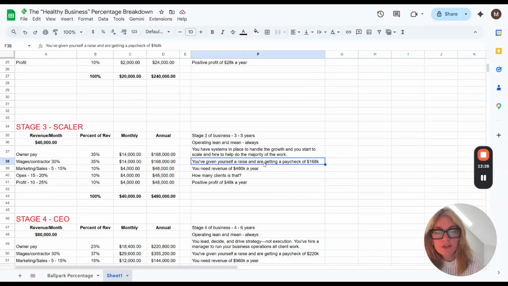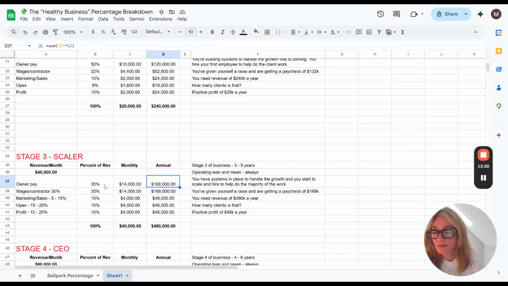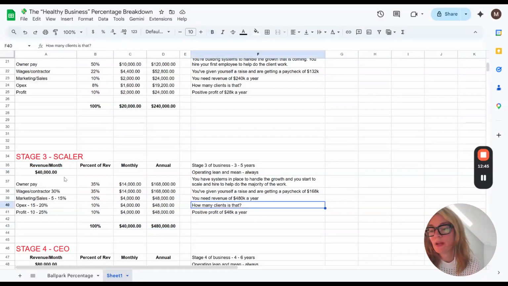You've again given yourself a raise. You're getting a paycheck of $168,000. But again, maybe you want less to be able to put more into your wages. You need revenue of $480,000 a year to do this. That is $40,000 a month. So how many clients is that? It could be 20. Could be 40, $1,000 clients a month. That's definitely doable in 3 to 5 years for sure. And then you're going to end up with a positive profit of $48,000 a year.